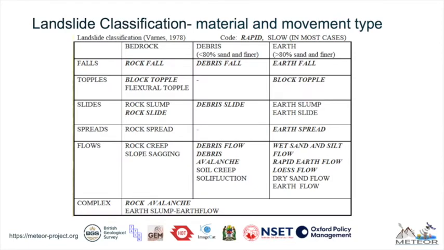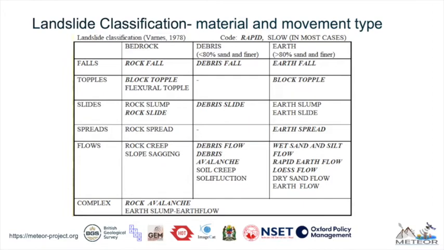In this classification scheme by Varnes, we've also added the type of material. This can add valuable information in our description if we specify rock fall or soil fall, and it gives more context and information for our user. Material is divided into bedrock, debris, which is less than 80% sand and finer, and earth, so more than 80% sand and finer. So we can now say whether our fall is a rock fall, debris fall, or an earth fall.